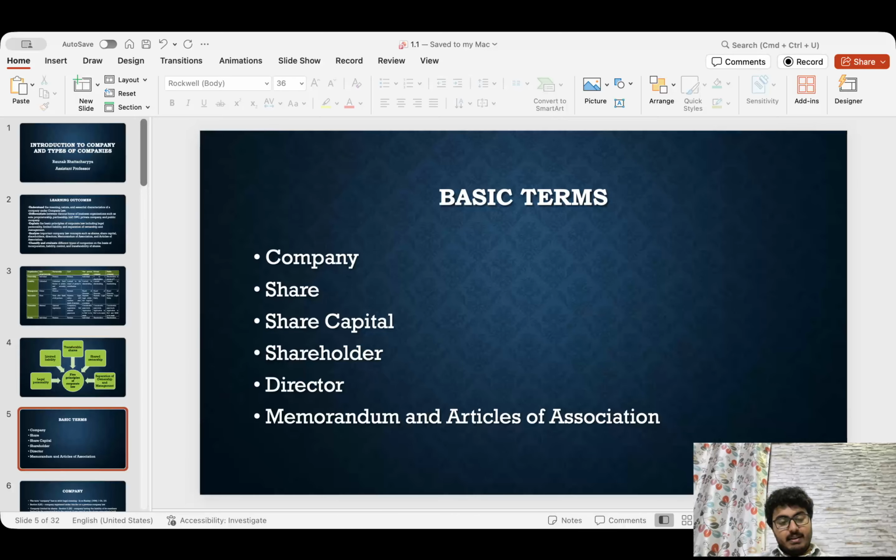Next, the shareholder. A shareholder is a person who owns the share in the company, and in the company's structure the shareholder is the owner of the company. Shareholders have the voting rights of the company. Then the directors. The directors are those who manage the affairs of the company. And the memorandum and articles are very important to every company. The memorandum and the articles of association are the constitutional documents governing the company. So these two documents are very important.